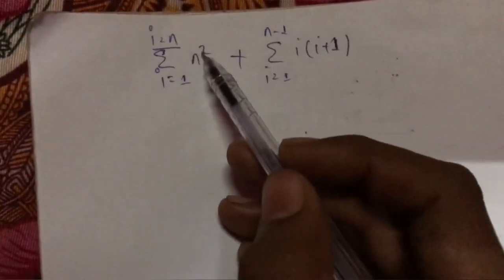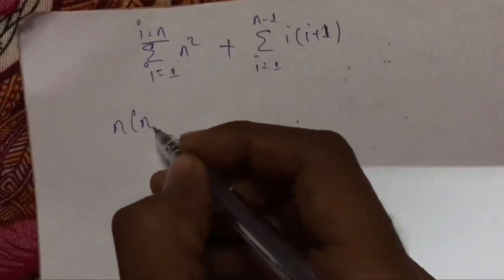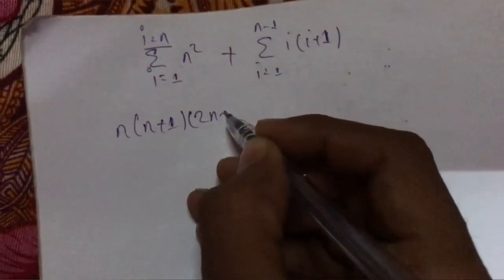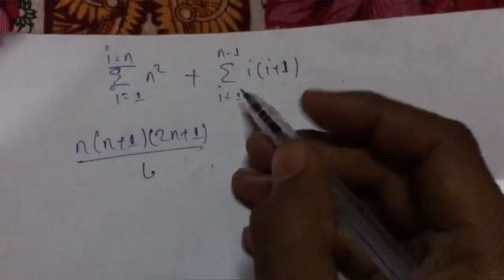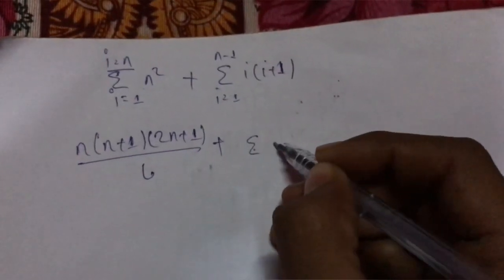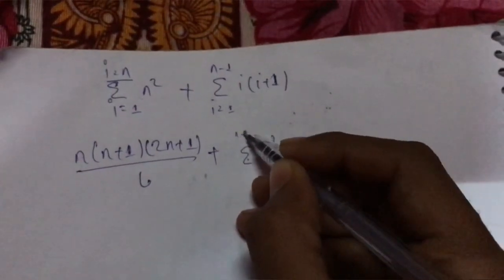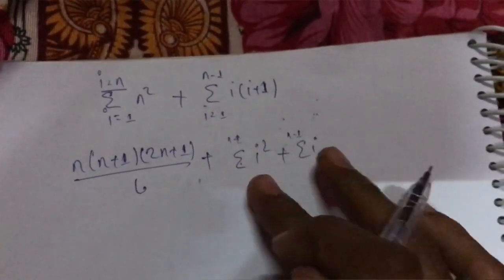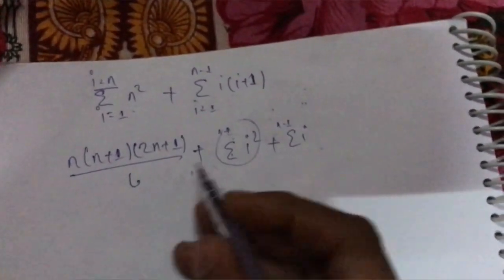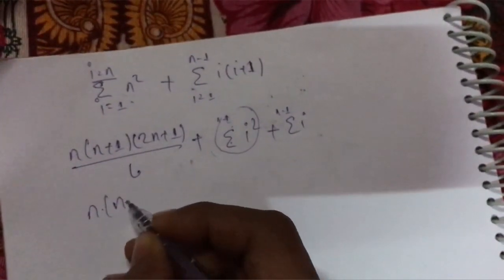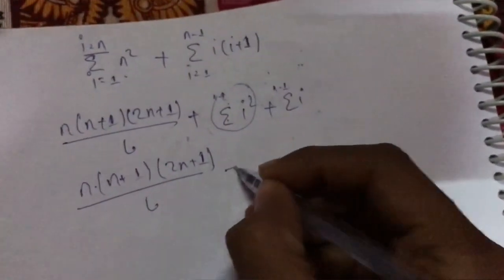Now we know the formula for the summation of i square: it is n into n plus 1 into 2n plus 1 by 6. Now we can expand this as summation of i square plus summation of i, and it is going up to n minus 1, and this one is also going up to n minus 1. So this is similar to this, and we can write n into n plus 1 into 2n plus 1 upon 6 plus the same thing.